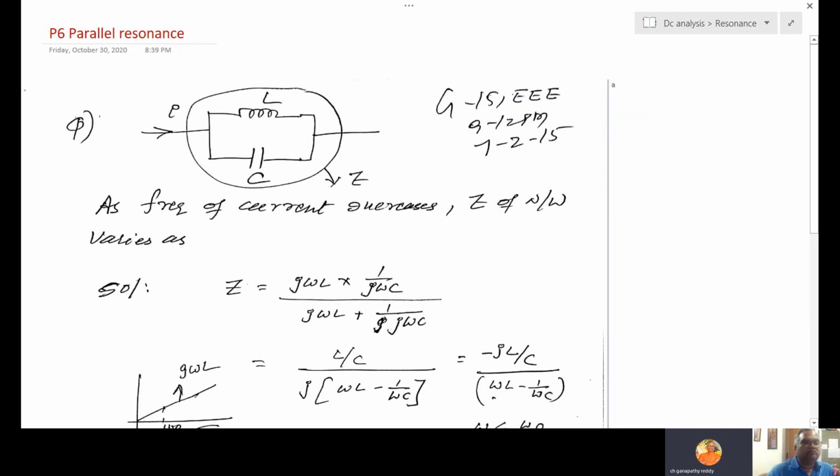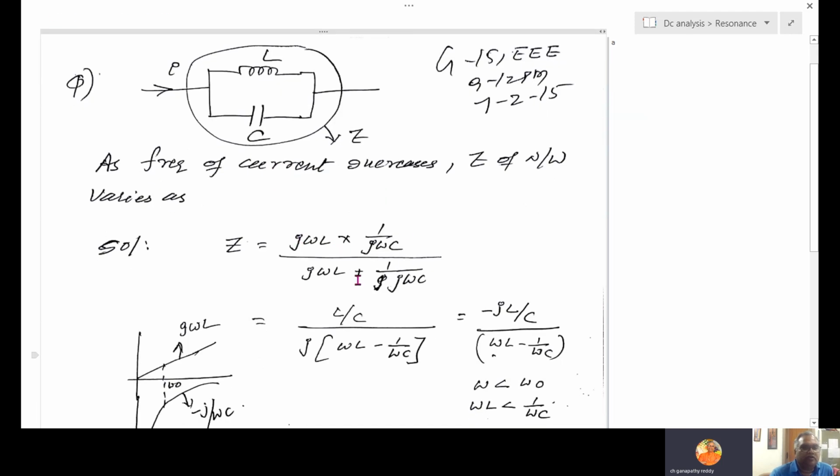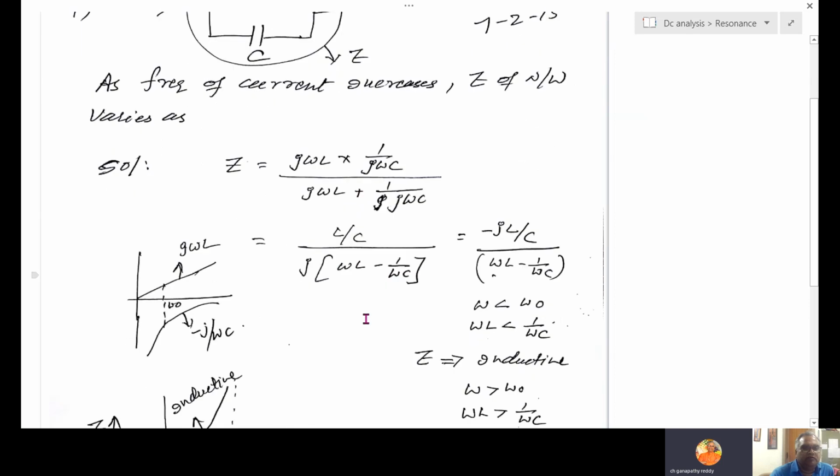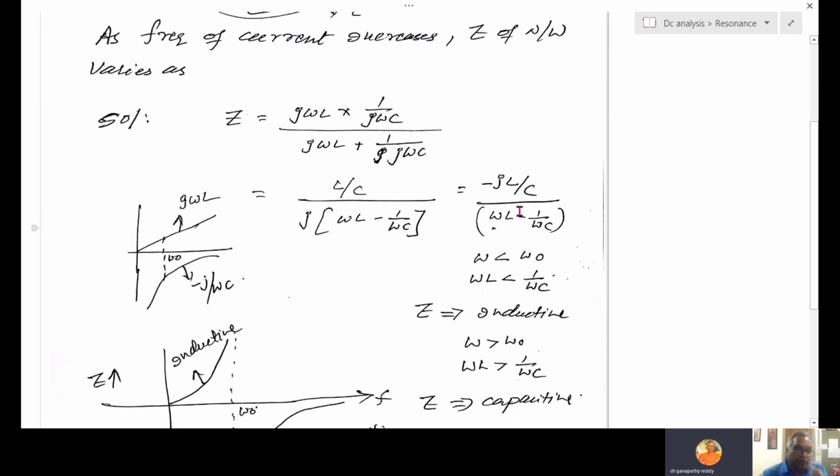So there is one circuit. LC parallel circuit, current I entering, the total impedance Z. As the frequency of this incoming current increases, the total impedance Z of the network varies. So what is Z? These two are parallel, na? J omega L into 1 by J omega C, divided by the sum. Now simplify, you get like this.